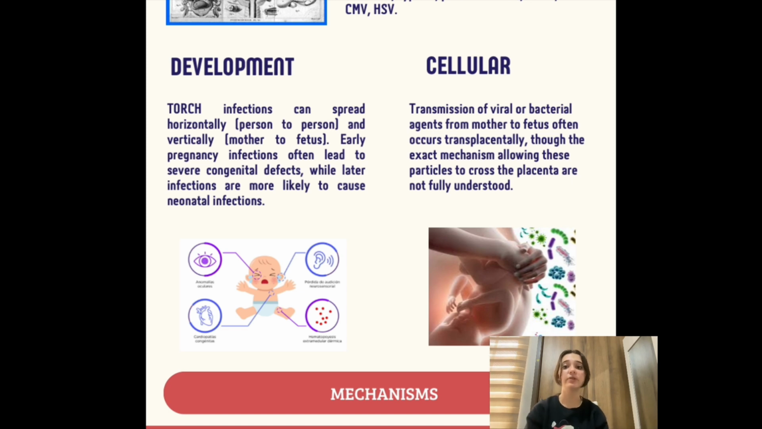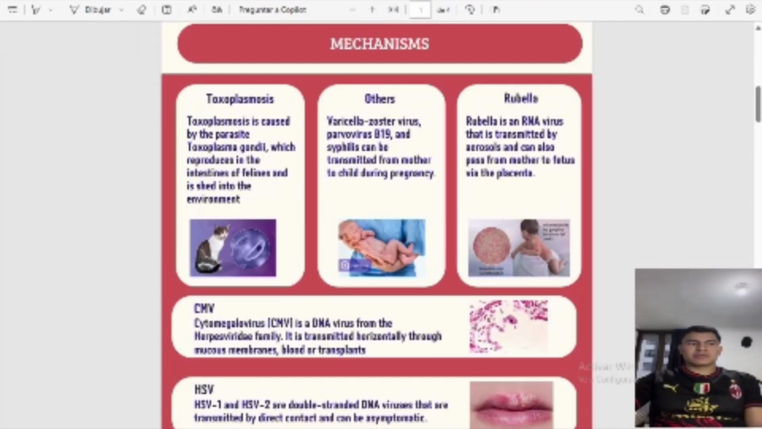Now I'm going to talk about cellular. Transmission of the viral or bacterial agent from the mother to the fetus is often transplacental, but the means by which these particles can cross the placenta and affect the fetus is not fully understood. Transmission mechanisms: viral or bacterial agents cross the placenta, affecting the fetus.